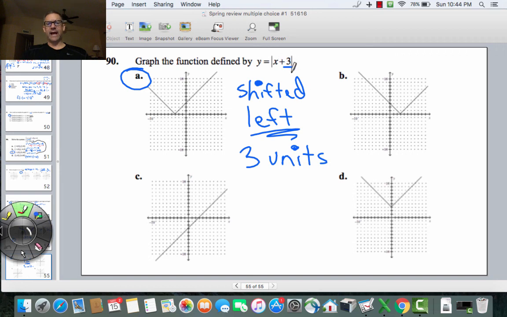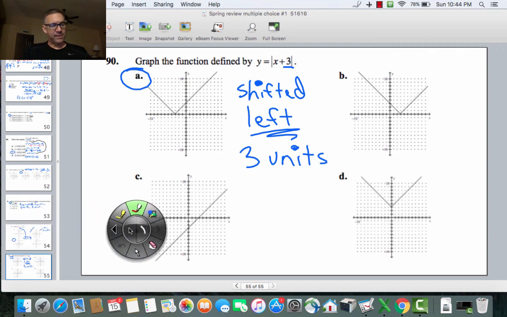And finally, the absolute value functions are V-shaped, at least like these types are, the linear ones. And the x plus is going to shift the graph to the left 3 units. So again, this is the counterintuitive one. So I think that is going to be it.